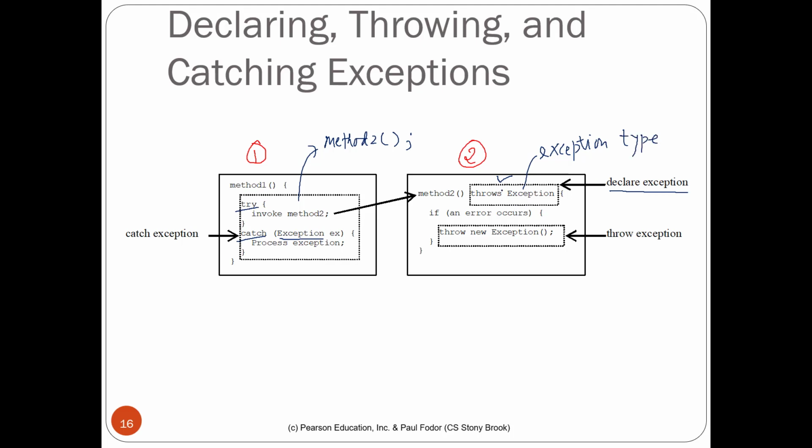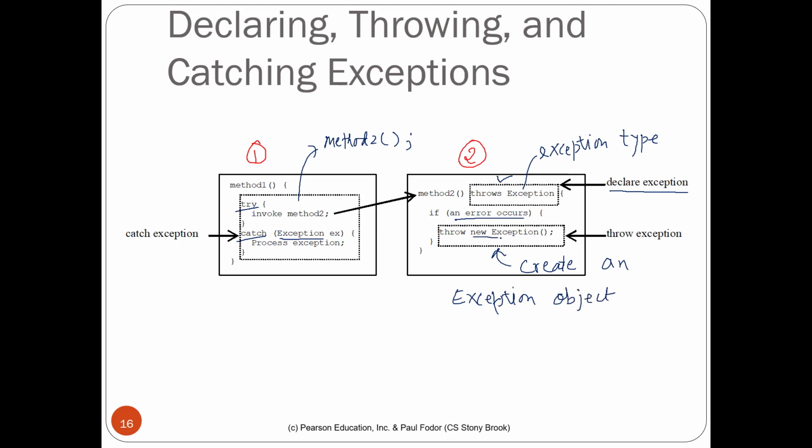Alright, so this is again a very general code, just like the way we have in method 1. Now what do we have in method 2? In method 2 we are checking for a condition. If an error occurs, that means if there is the condition of the exception, then what we have to do is create an exception object.